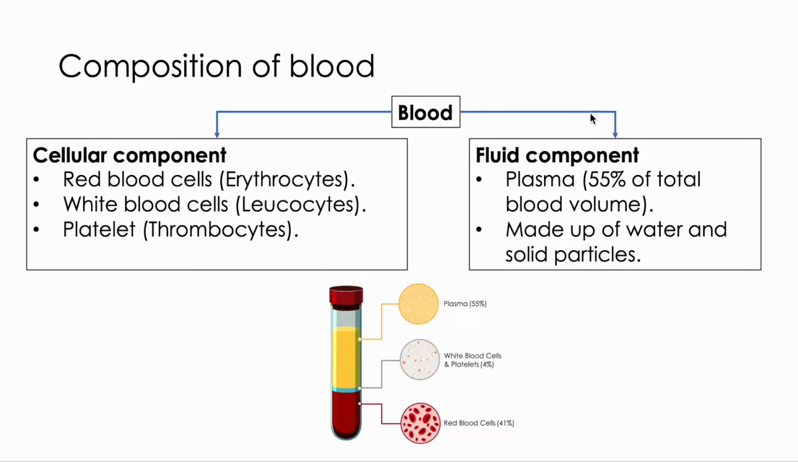Okay, now let's take a look at the fluid component. Inside the blood there is actually plasma, which contributes 55% of the total blood volume. It's actually made up of water as well as solid particles. So apa solid particles ni? Other than the cellular component is actually the solid particle. Nanti kita akan tengok the solid particles tu apa kat dalam dia. Okay, so kebanyakannya adalah plasma lah.